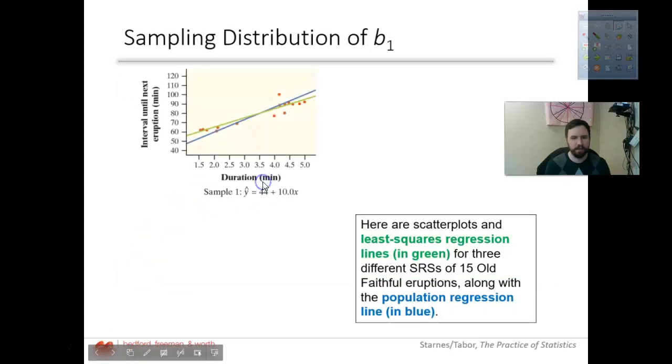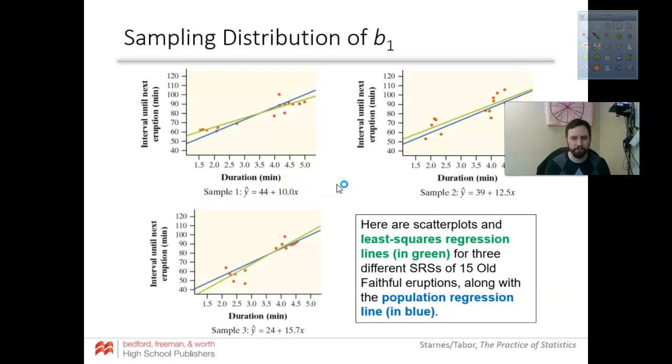So here are some scatter plots. We decided we were going to go wild, just buck wild. And we took 3 different samples of 15 Old Faithful eruptions. So this was sample 1, sample 2, sample 3. And we made a least squares regression line for each one. And we compared it against the population for the entire month. When you look at those, it's funny because this one has a slope of 10, this one has a slope of 12.5, this one has a slope of 15.7. And our y-intercepts go from 44 to 39 to 24. So they vary wildly, actually.